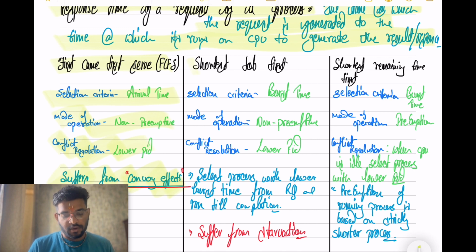Shortest job first. The selection criteria for shortest job first is burst time, or the time required by a process to run on the CPU to complete its execution.